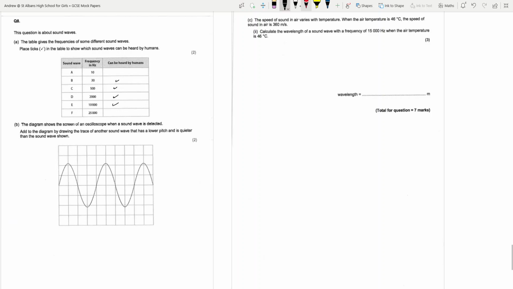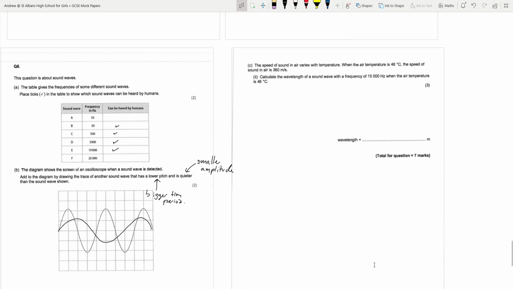So things that we know is that if it's quieter, and lower pitch, that means a smaller amplitude. Lower pitch means a lower frequency, which means a bigger time period, so the waves are spread out more. So we're going to spread things out. Anything which has a lower amplitude and a lower frequency, so something like this, would be fine. Any trace which is both lower and more stretched out.